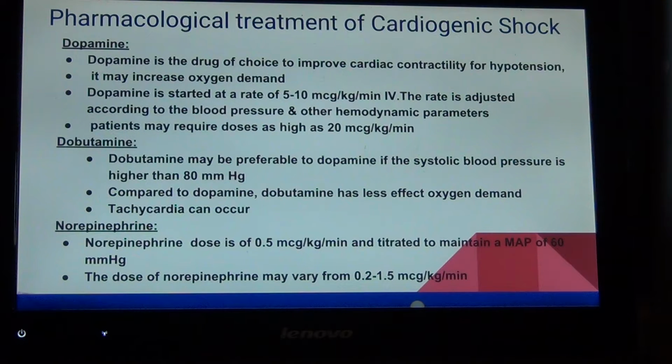Norepinephrine, the dose for that is 0.5 micrograms per kilogram per minute, and it's normally titrated to maintain the mean arterial pressure, and they like that to stay above 60 millimeters of mercury. The dose for norepinephrine normally varies from about 0.2 to 1.5 micrograms per kilogram per minute, but it can go all the way up to 3.3 if needed.